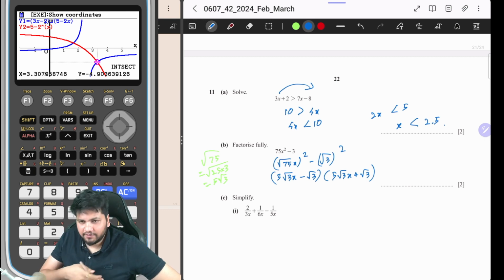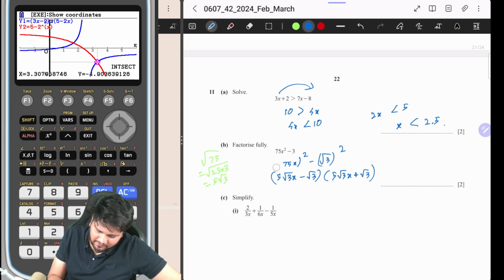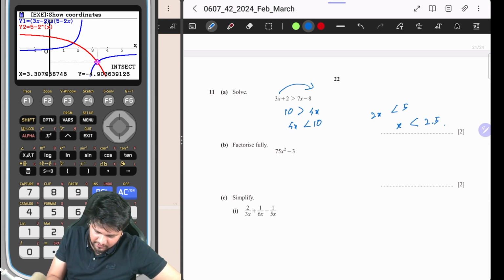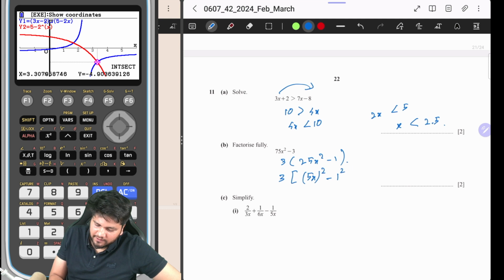Why did we do all of these things? Don't do it like this. Why surds and all? Simply you could have taken 3 outside. That was better: 25x square minus 1. So 3 times, now this is 5x whole square minus 1 square. This is 3 times 5x minus 1, 5x plus 1. Simple.